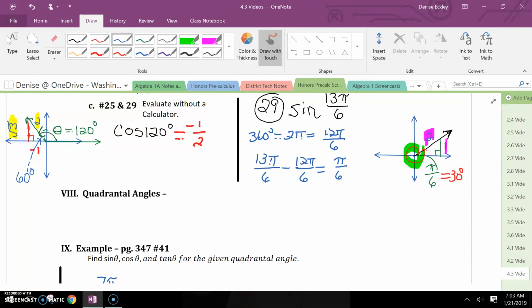So the sine of 13 pi over 6 is going to be the opposite side, which is 1, over the hypotenuse, which is 2. So the sine of 13 pi over 6 is 1/2.